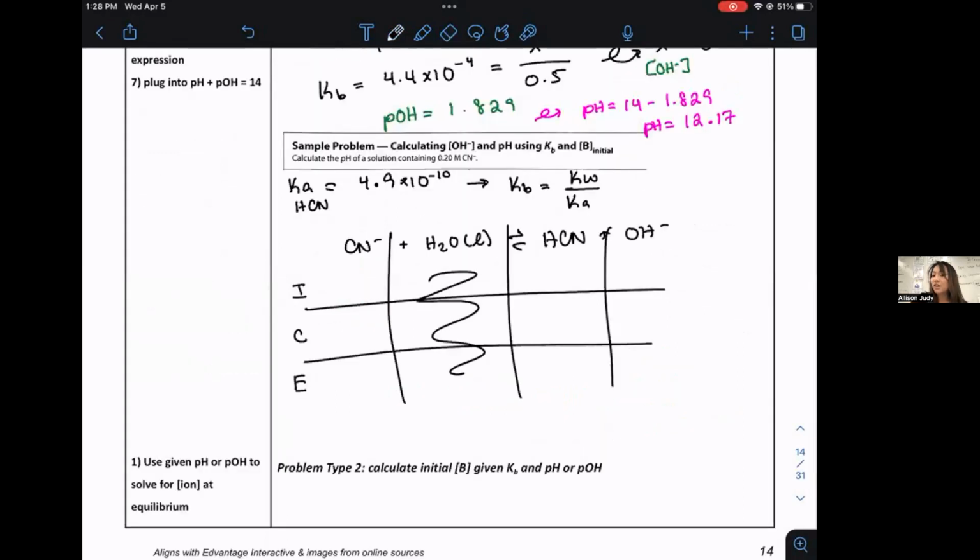Okay, so here's the setup of the problem. And when I gave you the Ka, what you have to do is solve for the Kb, which is defining from the base perspective how likely going in the base direction I am to produce OH minus. That Ka value is telling me how likely I'm going in the acid direction, HCN producing H2O acid, because here the water is acting as an acid.